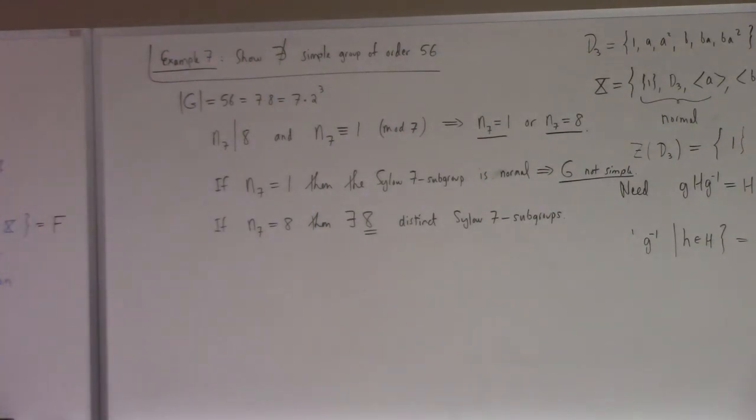And he says they're cyclic subgroups of order 7. How does he know that?